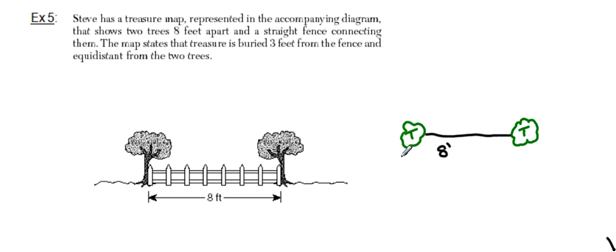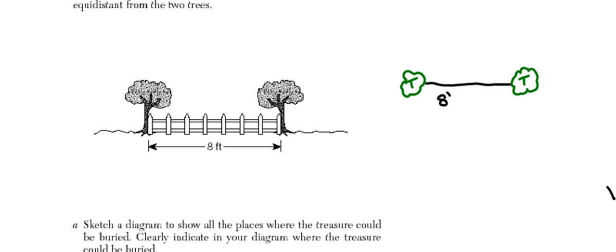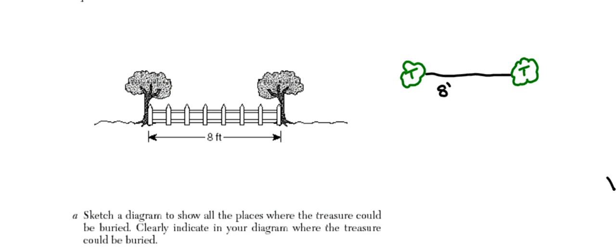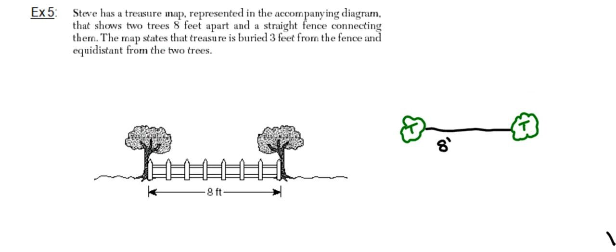But again, I'm going to use this aerial view as opposed to using this view that was given to me because I think it's more effective and simpler for kids to use. All right, so the first thing they want us to do is sketch a diagram to show all of the places where this treasure could possibly be buried. Clearly indicate in your diagram where the treasure could be buried.